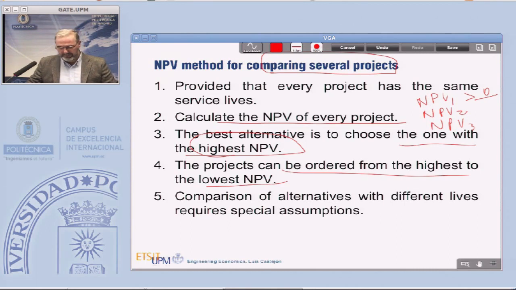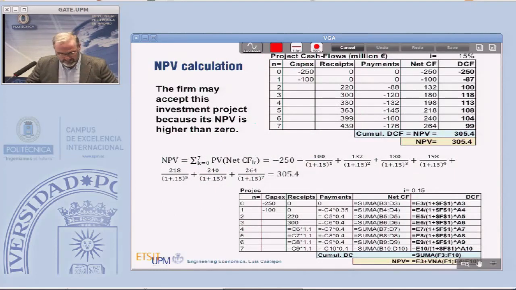There are some specific problems that can arise when you compare projects with different lives, and this requires special assumptions, but we will see that in an advanced lecture we will be providing in the future. So we have here the net present value calculation. We have prepared an example of this.